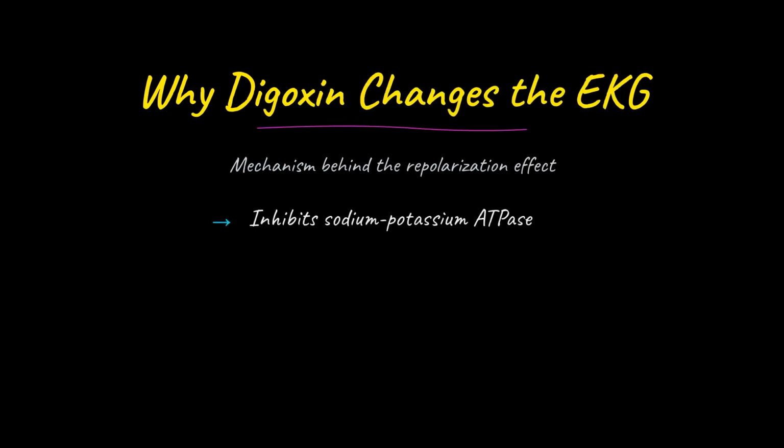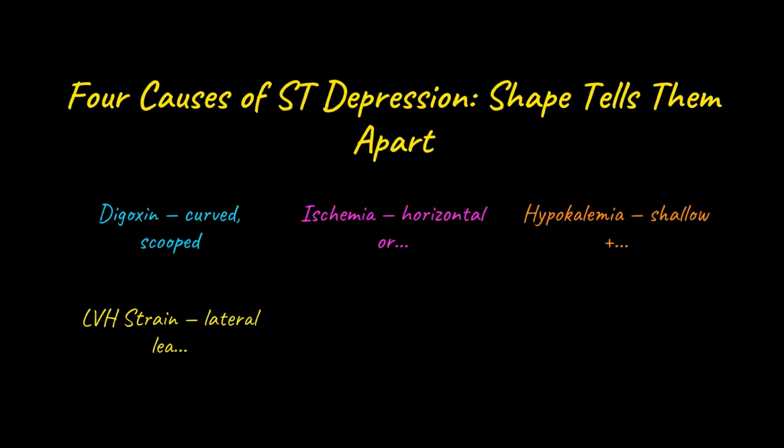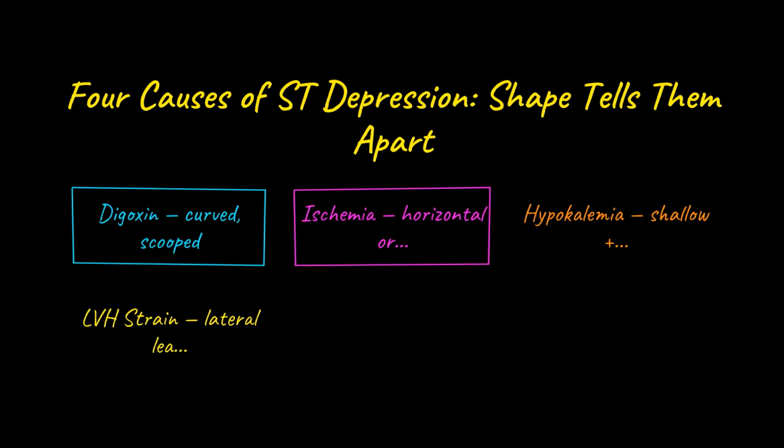Digoxin inhibits the sodium-potassium ATPase pump, which raises intracellular sodium. That slows the sodium-calcium exchanger, leaving more calcium inside the cell. The result is a stronger contraction, the inotropic effect, and altered repolarization that produces the characteristic scooped ST pattern. ST depression alone has 4 common causes: digoxin effect, ischemia, hypokalemia, and ventricular hypertrophy strain. The shape is what separates them.